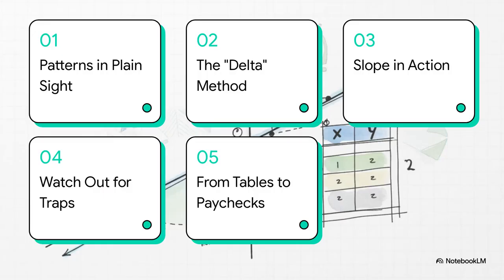So here's our game plan for today. First, we'll learn how to spot those patterns hiding in plain sight. Then, we'll learn a really cool trick called the delta method to decode them. We'll put it into action, learn how to dodge some common traps, and finally, we'll see how this whole thing connects to something we can all relate to, a paycheck.